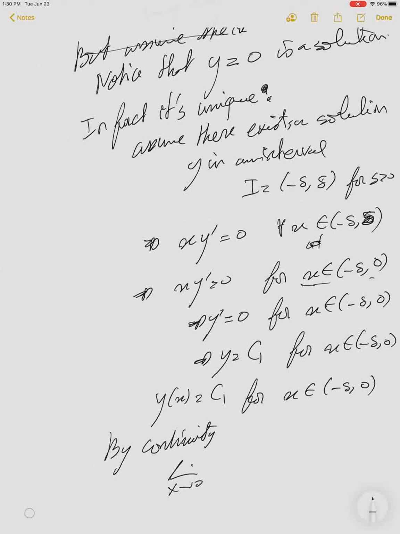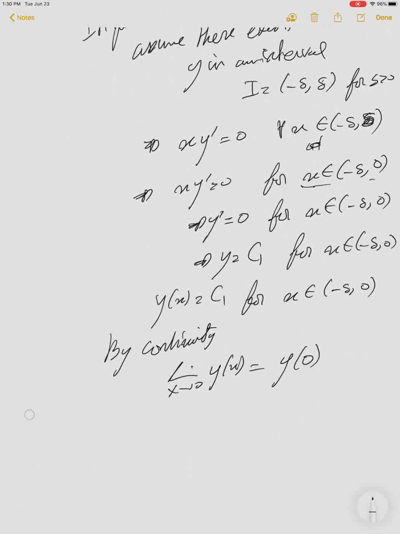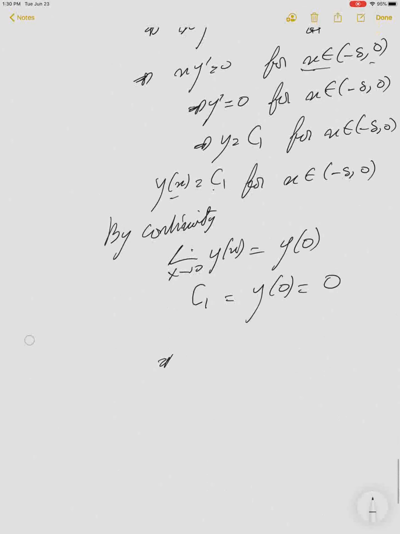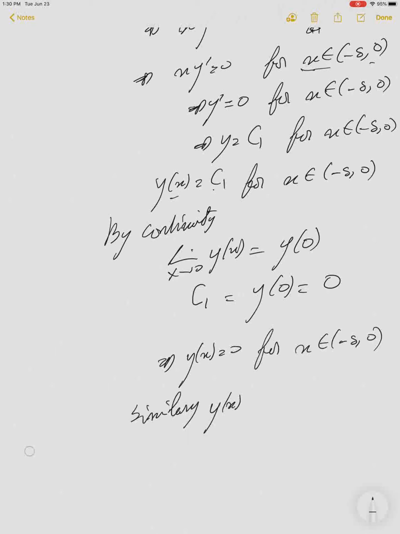So y of x is equal to c1 for x in minus delta 0, but by continuity, the limit as x goes to 0 of y of x should be equal to y of 0. But what is the limit as x goes to 0 of y of x? It is c1, because y of x is a constant, and y of 0 is equal to 0 by the condition. This implies that y of x equal to 0 for x in minus delta 0, and similarly y of x is equal to 0 for all x in the interval 0 delta. Do the same thing but on the different interval. This implies that y is equal to 0.